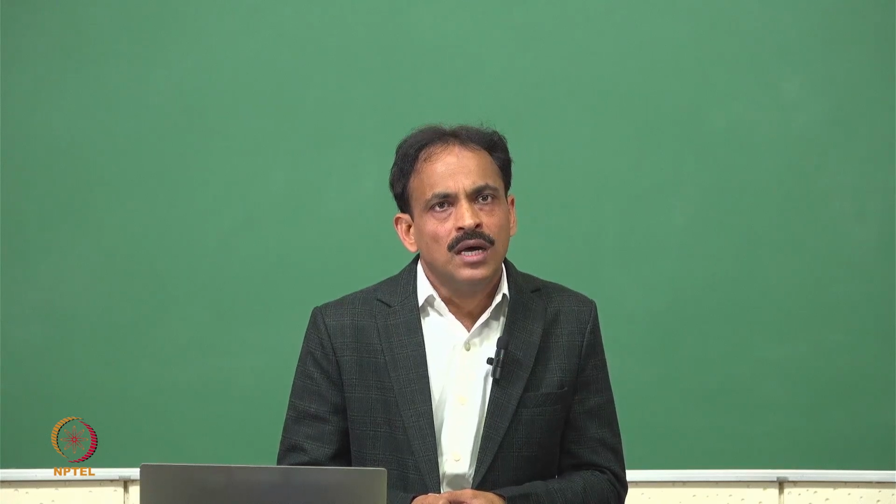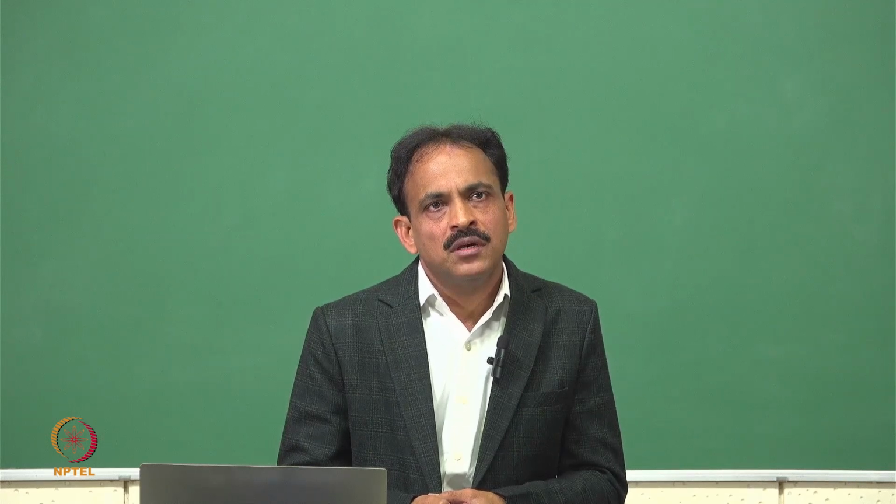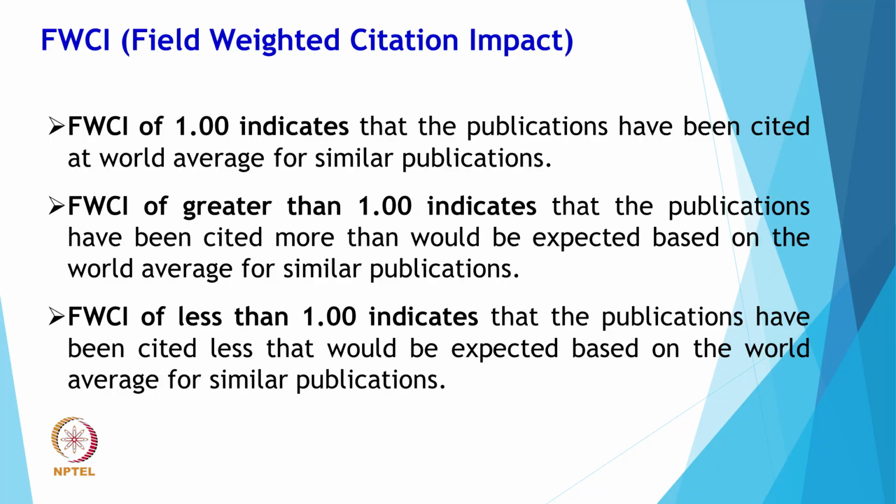FWCI value answers the question of whether a journal is cited above or below the global average in its particular field. FWCI of 1 indicates that the publications have been cited at the world average for similar publications. Similarly, FWCI of greater than 1 indicates that the publications have been cited more than would be expected based on the world average for similar publications. For example, a score of 1.44 means that the output has been cited 44% more times than expected.